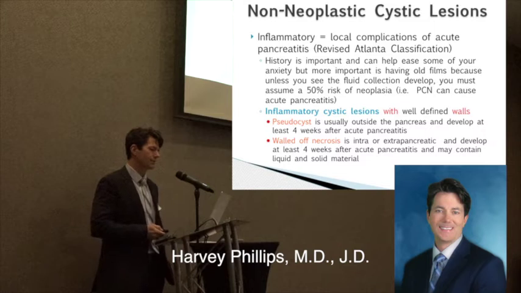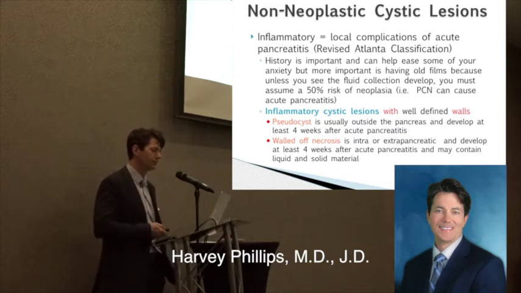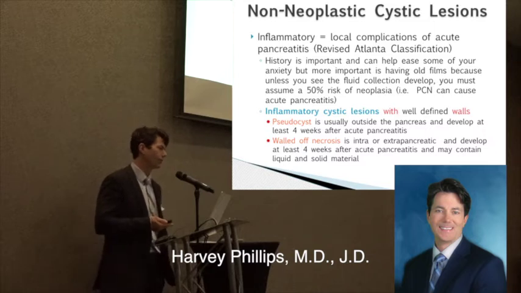So inflammatory cystic lesions come in two varieties, generally, one with walls and one without. The ones that have walls are your pseudocyst and your walled-off necrosis. Again, you can watch these develop with serial images, even if you're coming from the back end of it. The pseudocyst is usually outside the pancreas, and the walled-off necrosis can be intra or extrapancreatic. The distinguishing feature is that these aren't going to have a wall develop before 4 weeks. So a month down the road after inflammation, you see this walled-off lesion, you can feel fairly comfortable that's what you're dealing with.